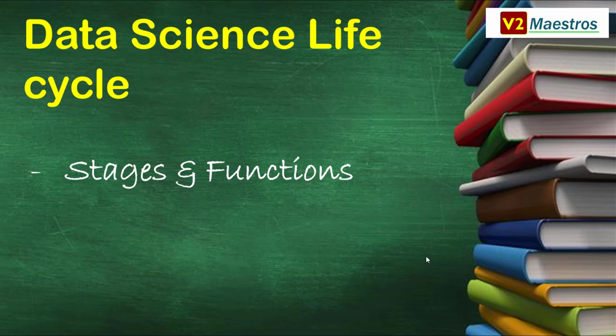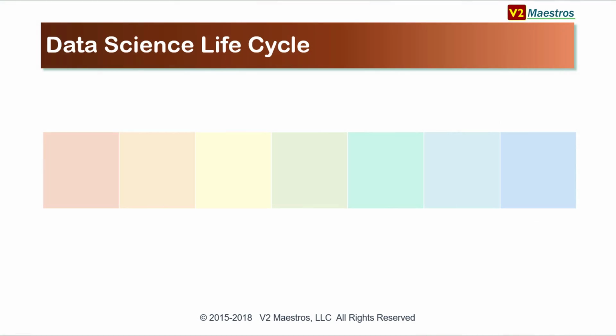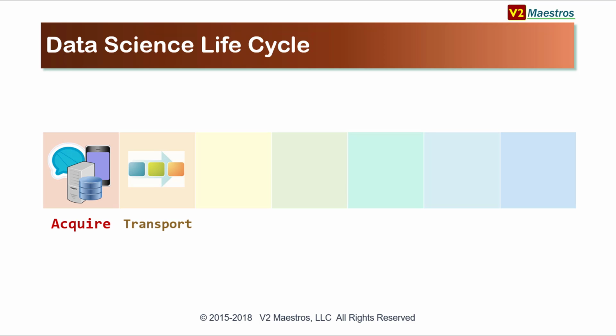So, what are the typical stages in a data science project? Let us see. Here are the overall stages in a data science project. We first acquire data from data sources. Then we transport data from the data sources to the central data center.